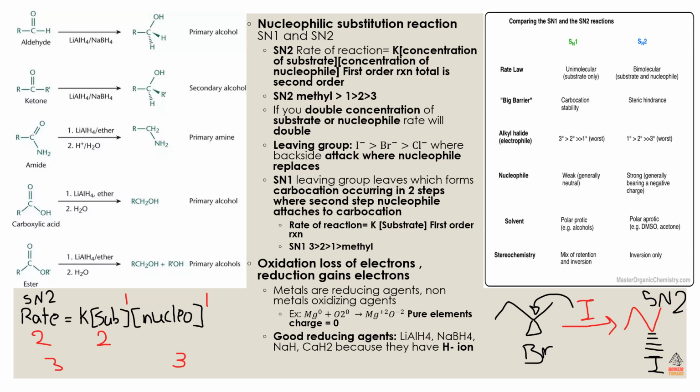But what if, for instance, we have a tripled nucleophile and a doubled substrate? We're gonna have 6 here. The rate is gonna be times 6, right?